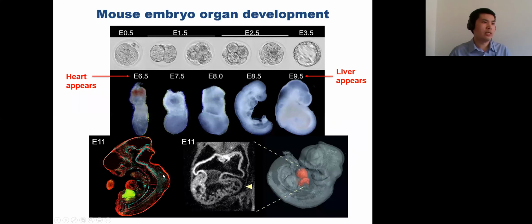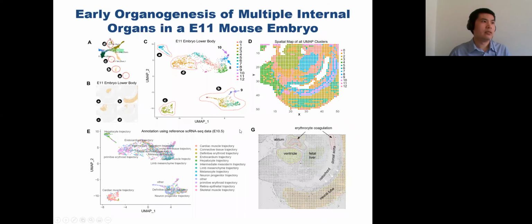So if you see the staining pictures, basically the heart is here at the lower body, and the green one is the liver. You can also see a heart here, which is the atrium and ventricle, clearly showing here. So we want to see if our technology can show the organs similar to the staining method.